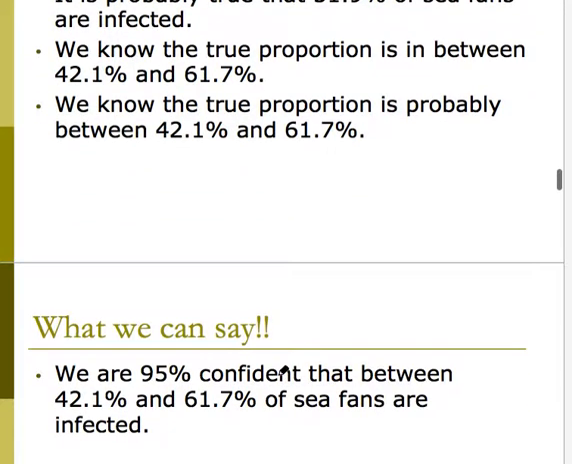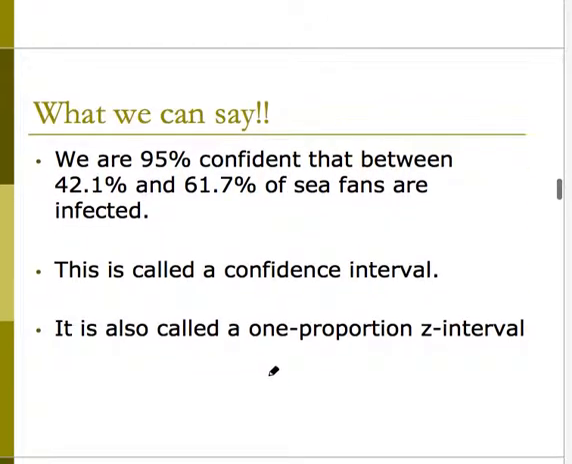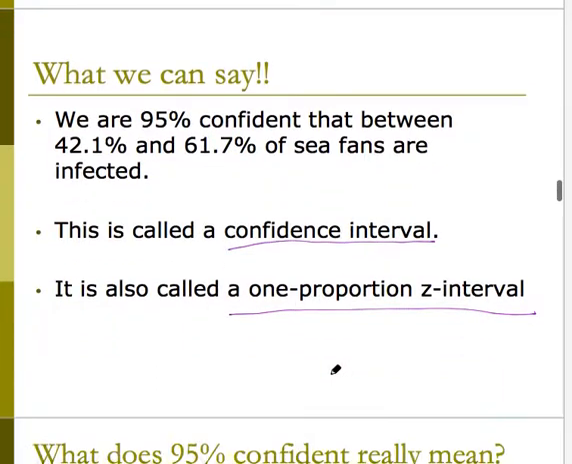So this is all we want to say. We are 95% confident that between 42.1% and 61.7% of CFANs are infected. That's all we can say. We don't know anything more than that. Okay, so it's called a confidence interval because we are 95% confident that this is our interval. You're also going to hear it called a 1 proportion Z interval, and there are more varieties of this as well.